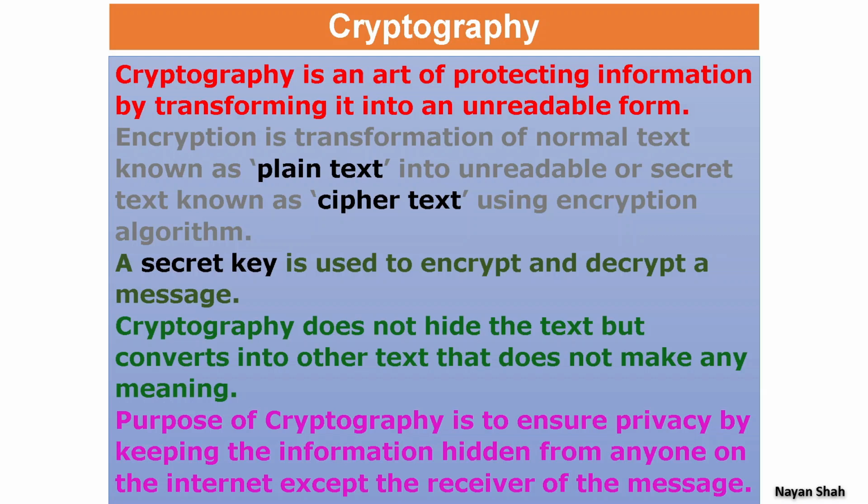Cryptography does not hide the text, but rather it makes the text in such a way that we cannot make out the meaning of that text. So the purpose of cryptography is to ensure privacy by keeping the information hidden from anyone on the internet except the receiver of the message. When it reaches the receiver end, it is converted back into plain text so that the receiver can easily read the message.